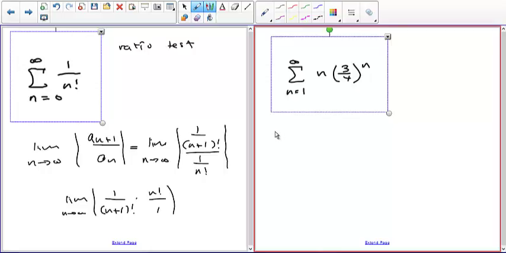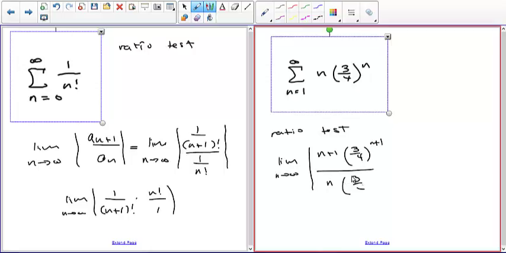So if it was the ratio test, what you would do is you would take the limit as n goes to infinity of the absolute value of a sub n plus 1, which would be n plus 1 times 3/4 to the n plus 1, divided by n times 3/4 to the n power.